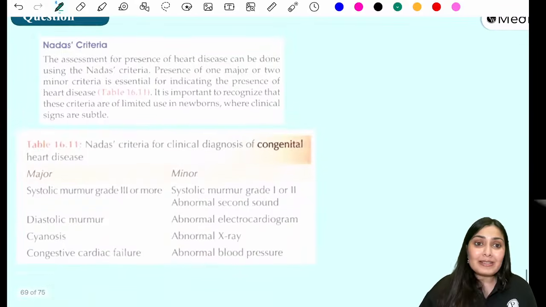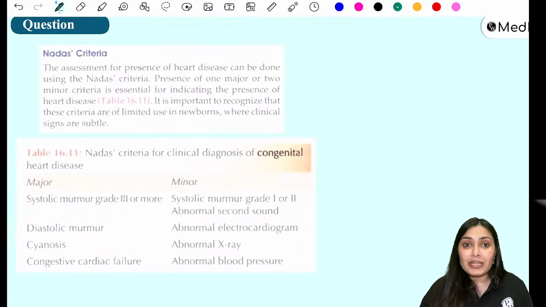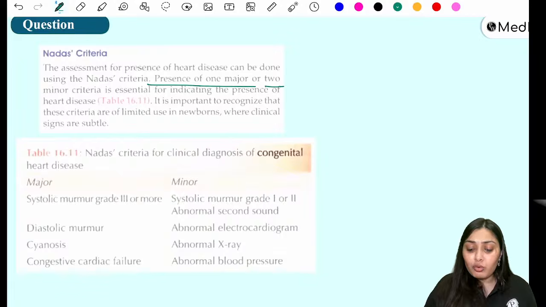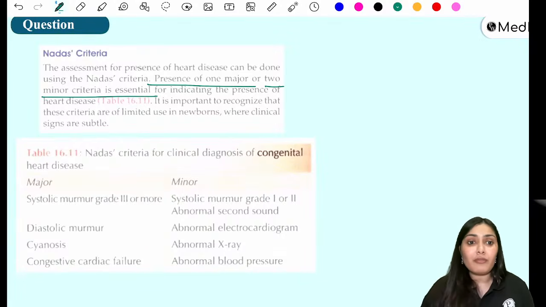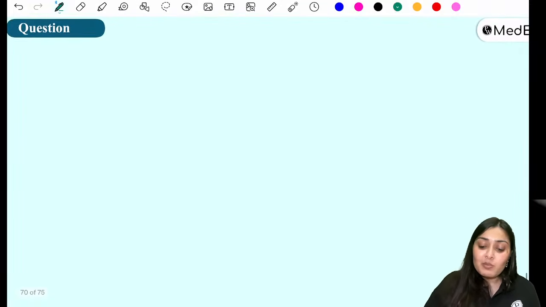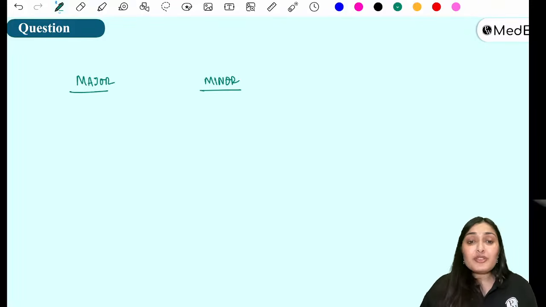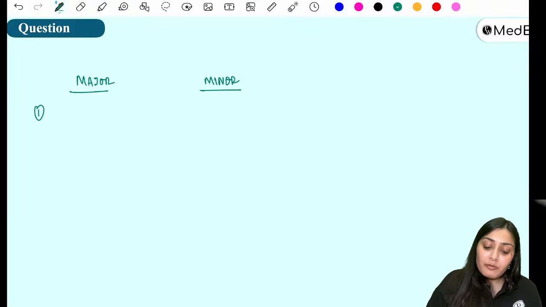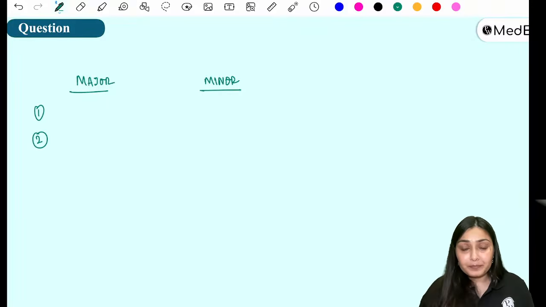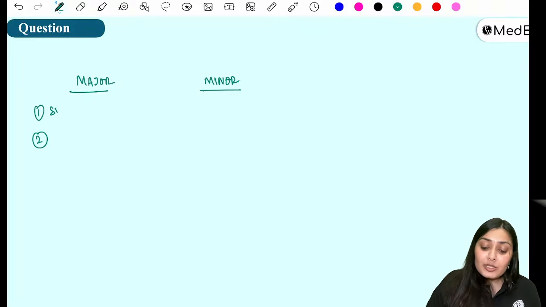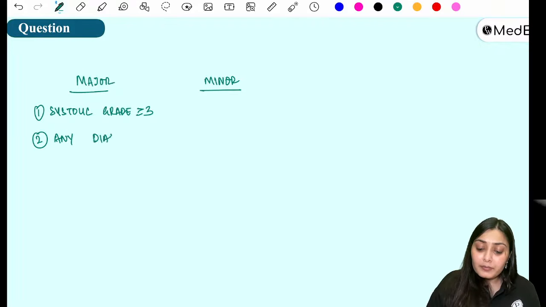Let's go and revise this NADA's criteria. You can see this is a snippet from Ghai textbook. Presence of 1 major or 2 minor is essential for indicating the presence of heart disease. So let us revise what are these major criteria and what are these minor criteria. So major criteria, first, remember first two are related to murmur. So a systolic murmur, which is of grade 3 or more, is a major criteria, and any diastolic murmur is a major criteria.